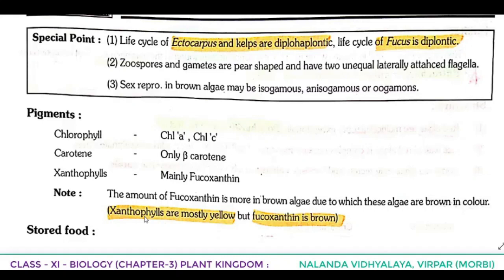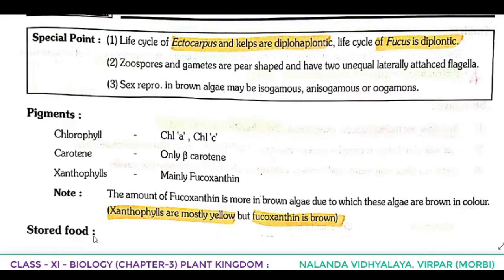So the amount of fucoxanthin is more in which one? Brown algae. Why? Because of which the algae are brown in color. Xanthophylls are mostly yellow, but fucoxanthin is brown. See that? Xanthophylls are mostly yellow, but fucoxanthin is brown.